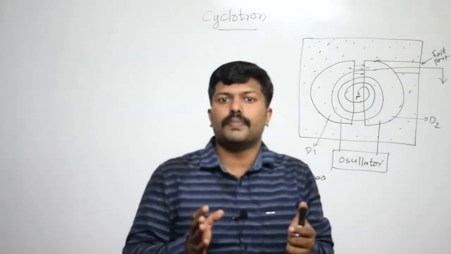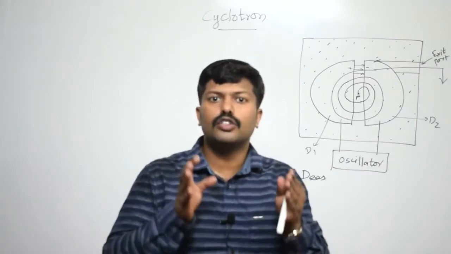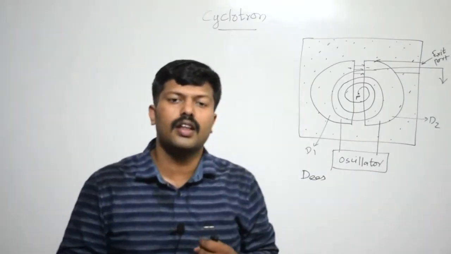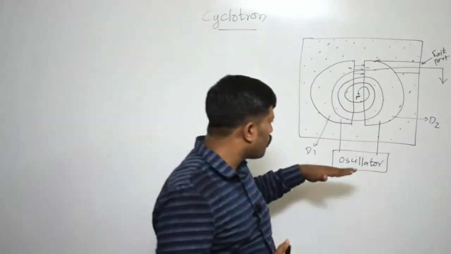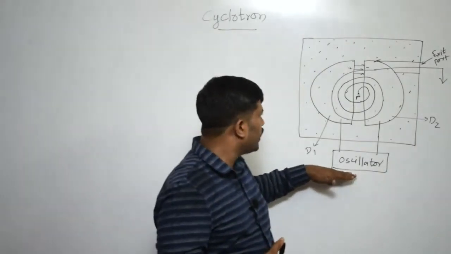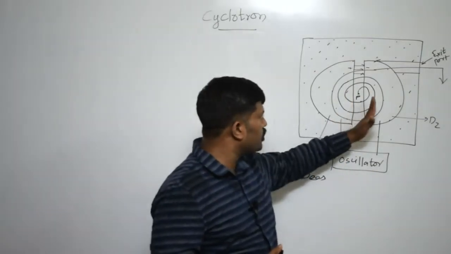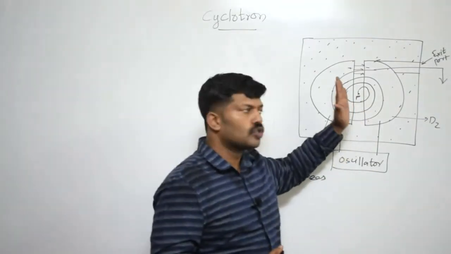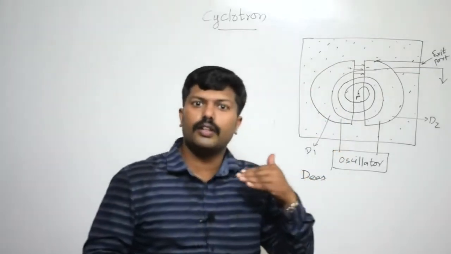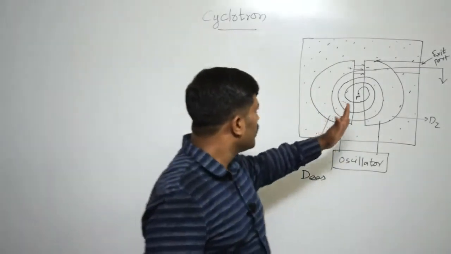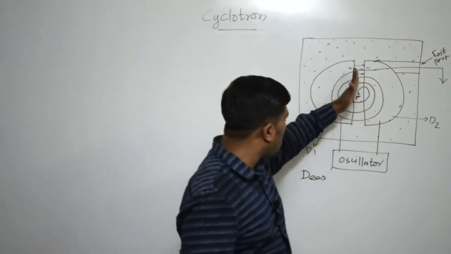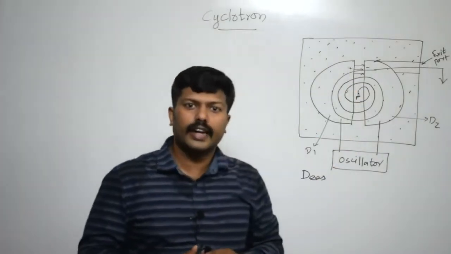Now about the principle. Here we are giving two fields. One is the electric field and another one is the magnetic field. The electric field is applied by means of this oscillator. This oscillator will give positive charge as well as negative charge on the two D's, so that the electric field will be acting from the positive charge to the negative charge. That means the space between the two D's is acted upon by the electric field.